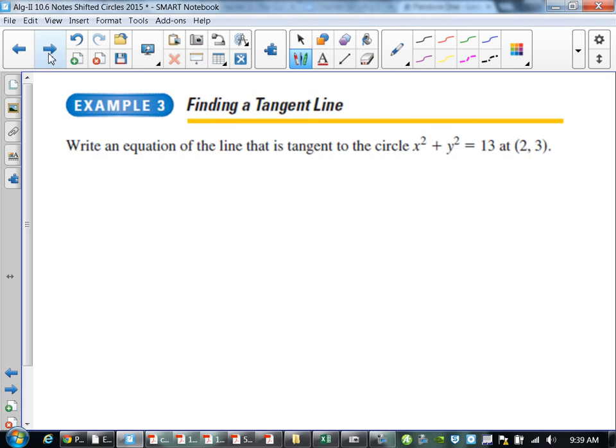Let's get to the weird part then. Let's write the equation of the line that is tangent to the circle x squared plus y squared equals 13, and it goes to the ordered pair 2, 3. What is the equation of the line that is tangent to the circle x squared plus y squared equals 13 that goes to the point 2, 3? What does it mean to be tangent to a circle? Do you remember?